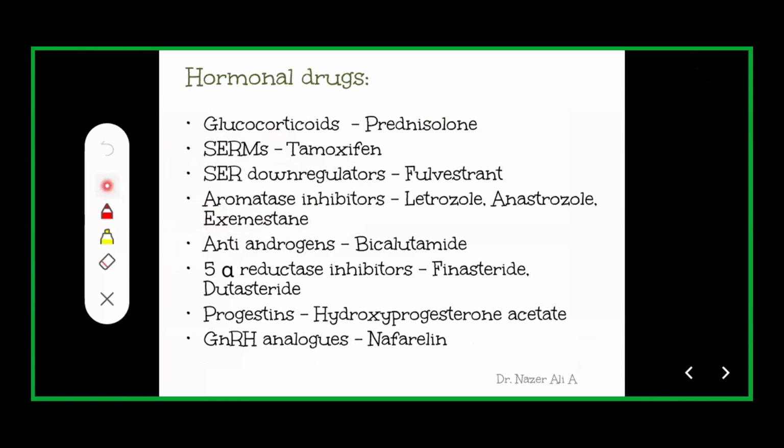Second one is selective estrogen receptor modulators, SERMs. One classic example is tamoxifen, which is usually given to patients with ER positive breast cancer. So we conduct the molecular study and check whether it is ER positive, PR positive, that is estrogen receptor, progesterone receptor, and HER2. If all three are positive, it is called triple positive breast cancer. If all three are negative, it is called triple negative breast cancer.